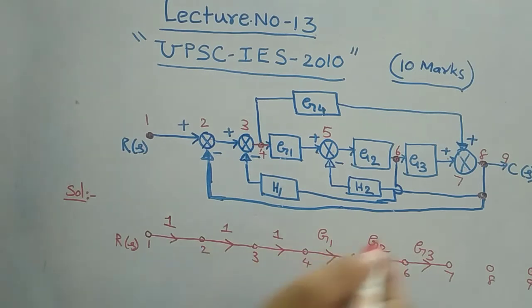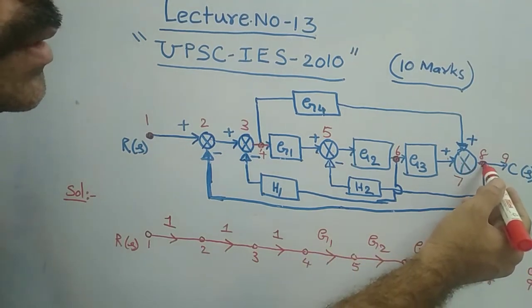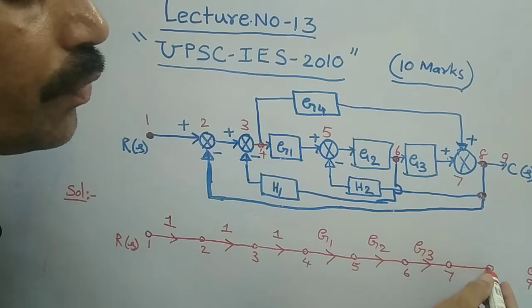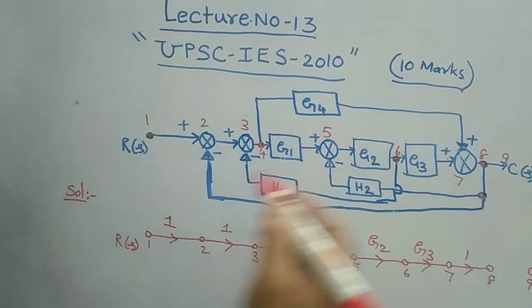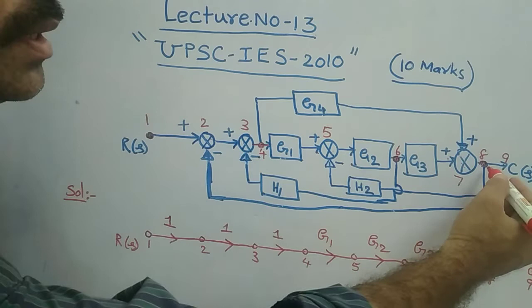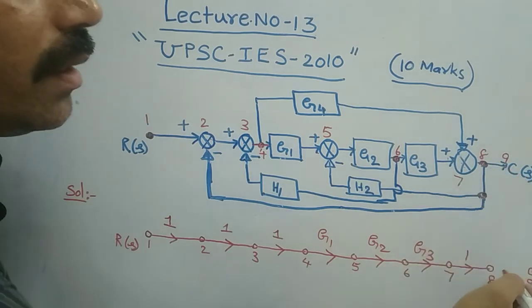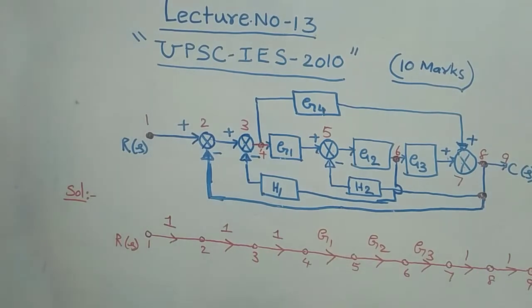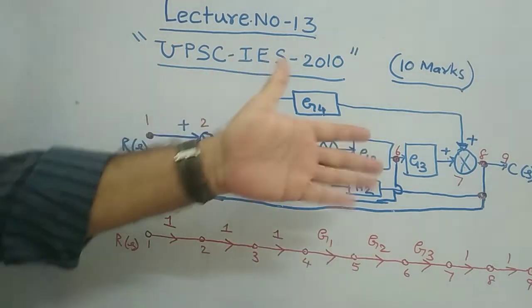Then 7 to 8. This is 7, and 8 is the takeoff point. Between them just a line is there. Nothing, no confusion at all. Just 1 only. And then between 8 and 9 only a line going in the forward direction and the gain is 1. See how easy it is? Very easy, no? Therefore we have finished one path.